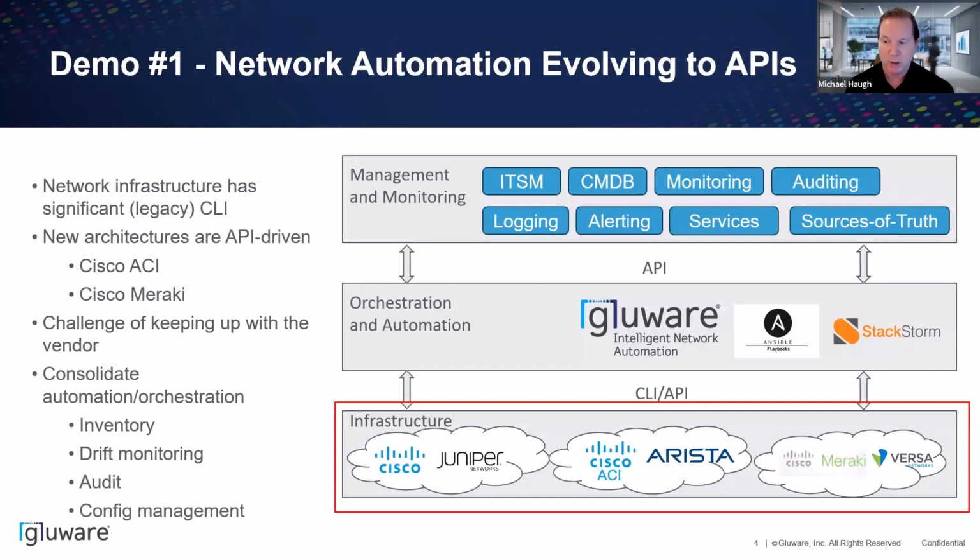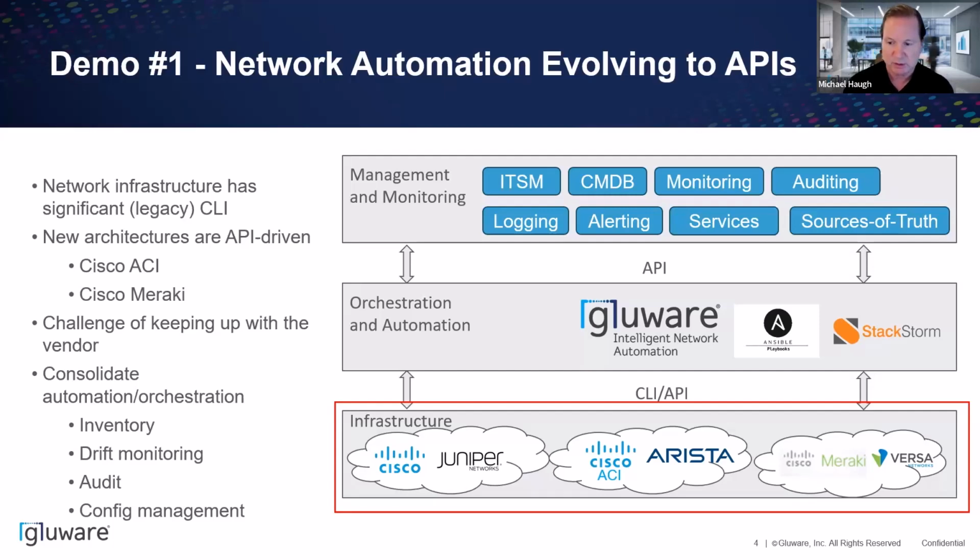For demo number 1, we are going to focus on the infrastructure layer and the challenges and benefits you get by automating that infrastructure layer with a product like Gluware. You're going to have different vendors, and we're going to start to explore different vendors that exist in these clouds, like Cisco and Juniper in route switch, maybe Cisco ACI and Arista in the data center, and Meraki and Versa in your campus and access networks, and many others as well.